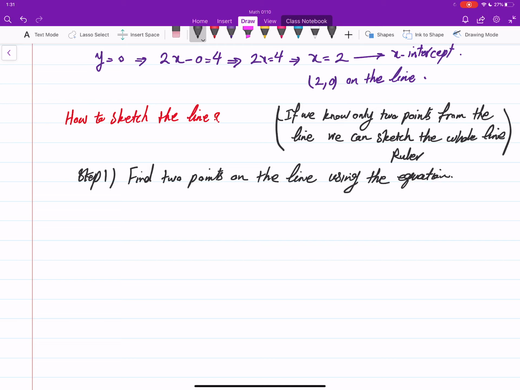The good ones are the x-intercept and y-intercept. So you can find those, or any other two points. Step 2 is, plot those points on the plane. That's nice. Well, you know how to do x coordinate, y coordinate.